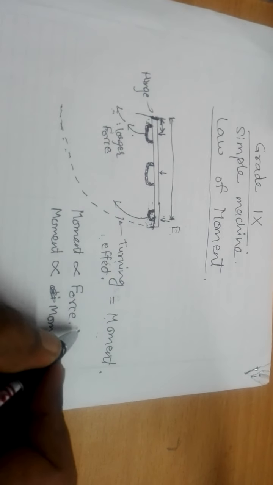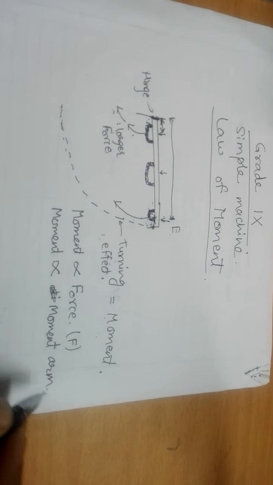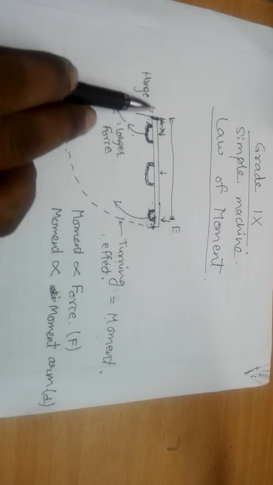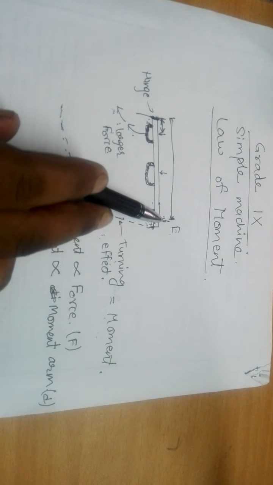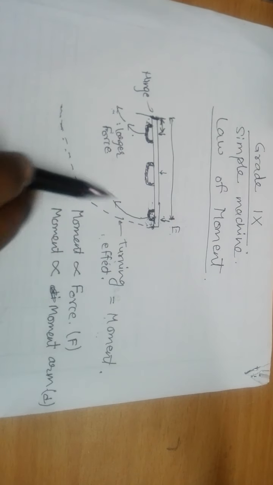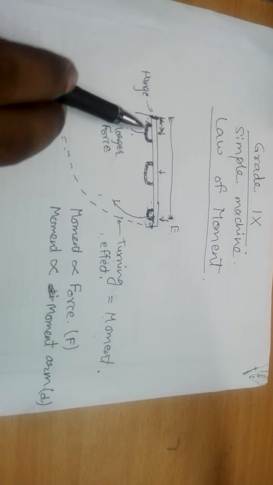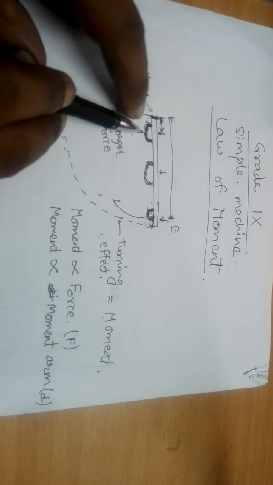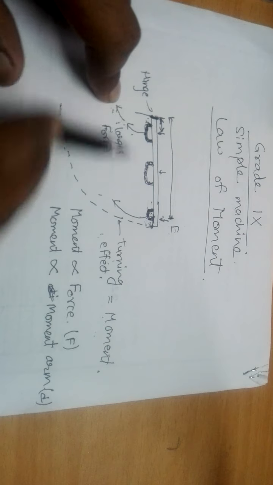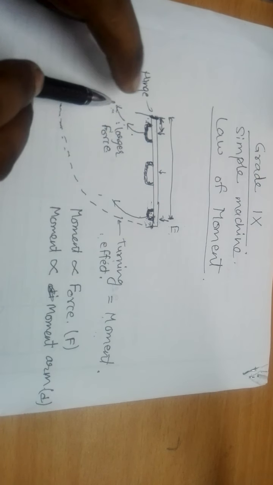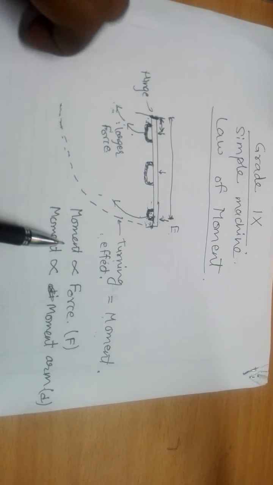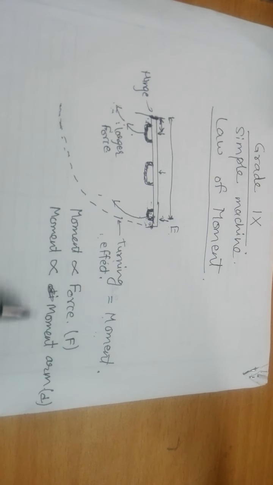Force is indicated by F, and distance is indicated by D. Moment arm: if the moment arm is longer, then it produces more moment. If the moment arm is shorter, then it produces less moment, and that moment is not enough to open the door. So to produce enough moment, you have to apply more force. So moment depends on two factors, force and moment arm. Are you getting or not?